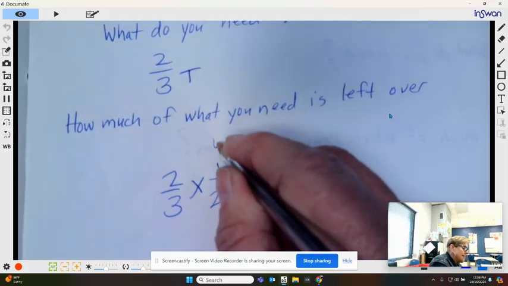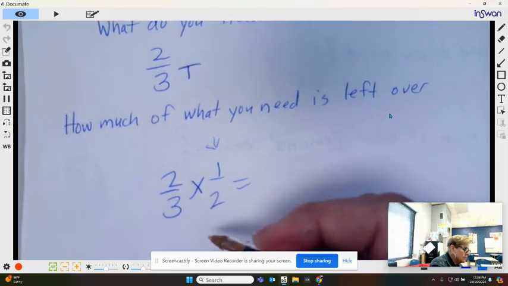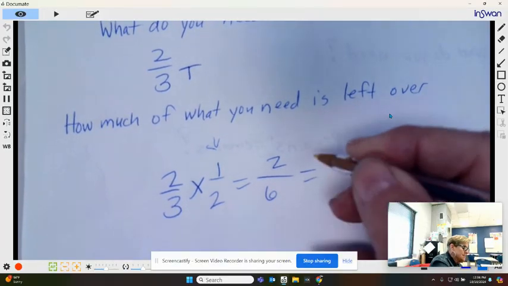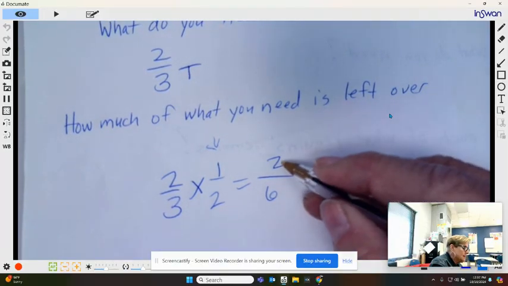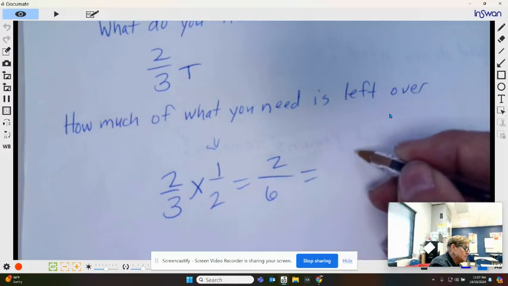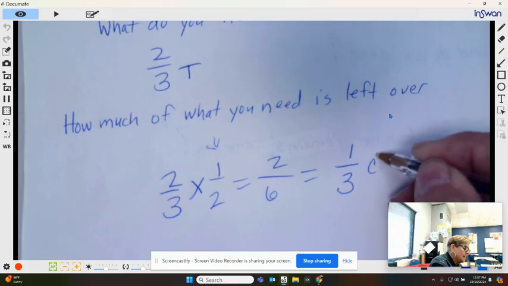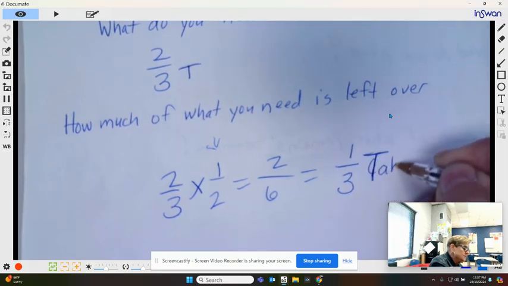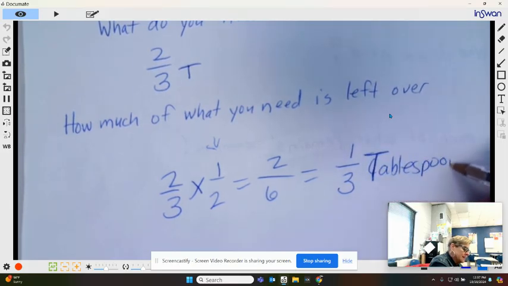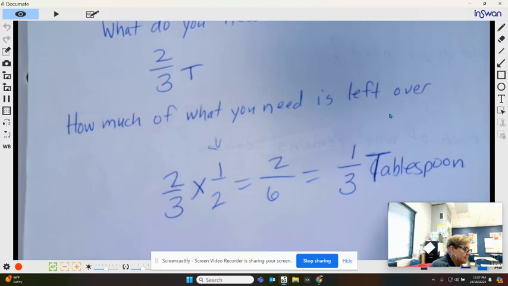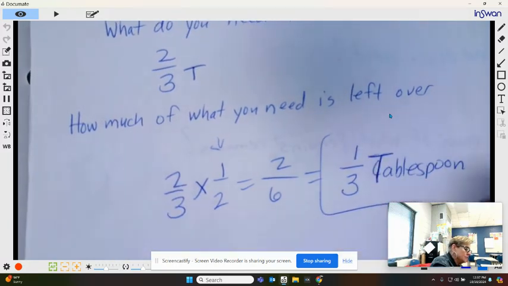So I'm only using the half that's left over that is part of a 2/3 of a cup. So 2 times 1 is 2, 3 times 2 is 6. If I simplify that, 2 goes into 6 3 times and 2 goes into 2 once. So that simplifies to 1/3 of a tablespoon that is left over. 1/3 of a tablespoon of what you would need to make a recipe is left over.